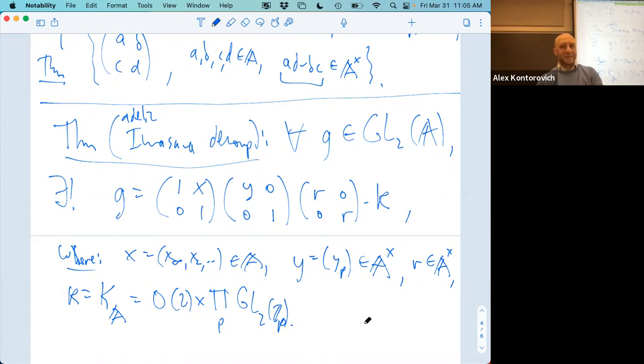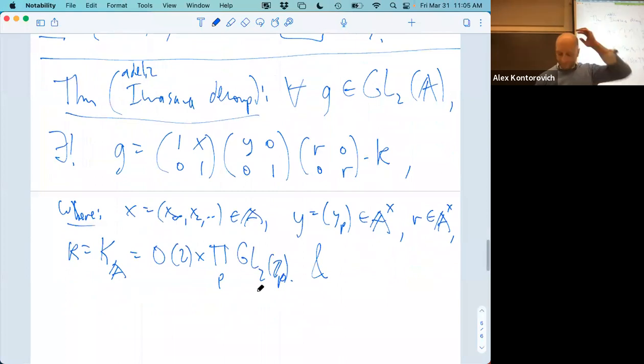In the O2 part, you're just taking the Iwasawa from the real. That's right. And we're not done, because we weren't done p-adically.